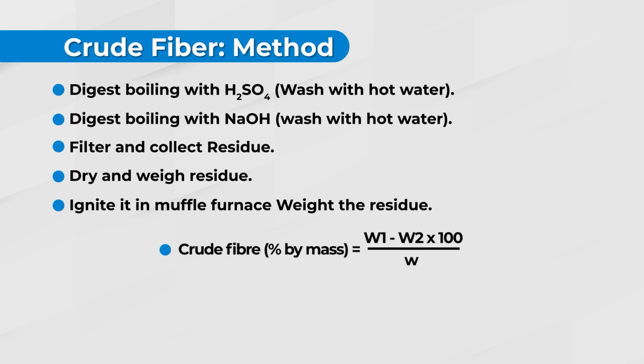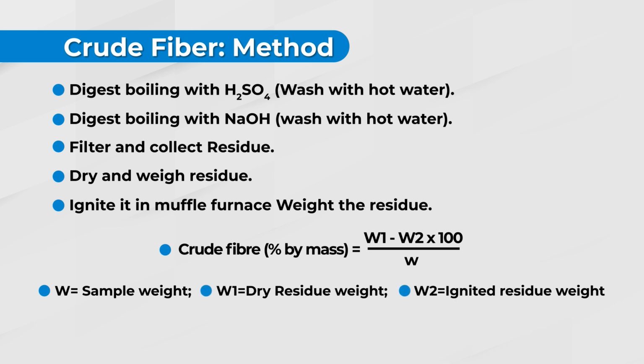The crude fiber is nothing but the percentage mass (W1 minus W2) divided by W. We took the sample W. W1 is the dry residue weight, W2 is the ignited residue weight. That tells us how much is the crude fiber.